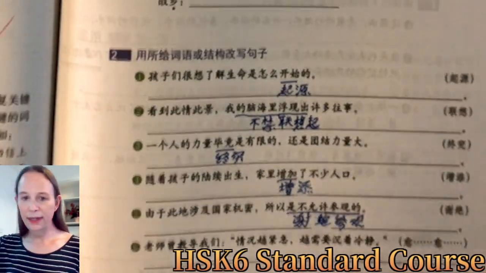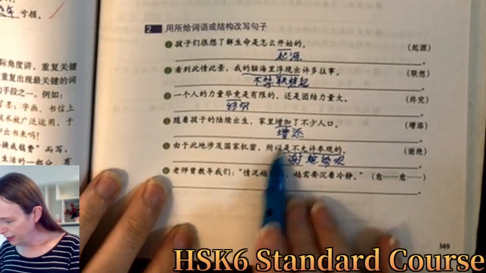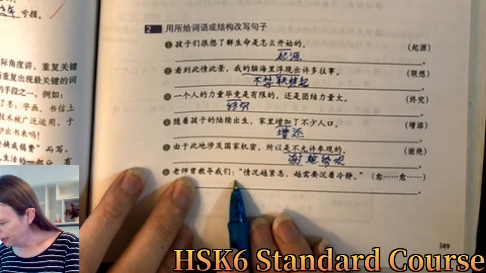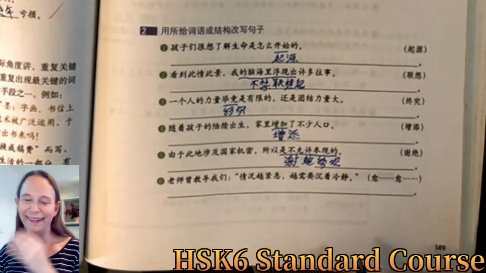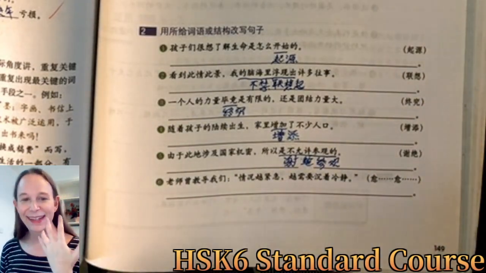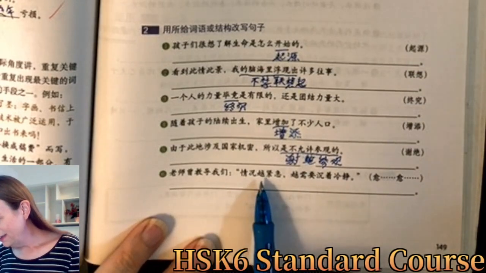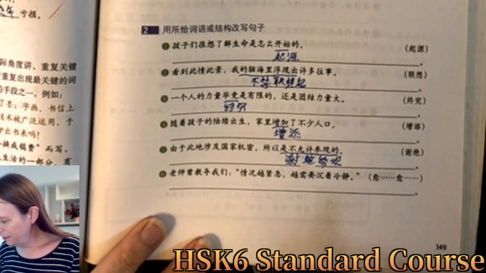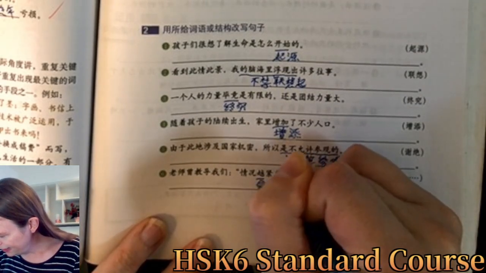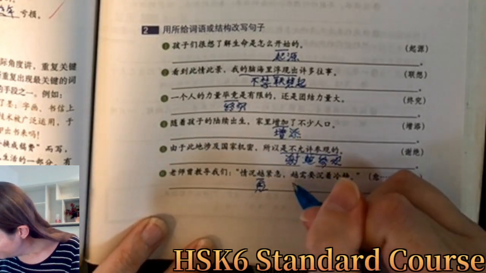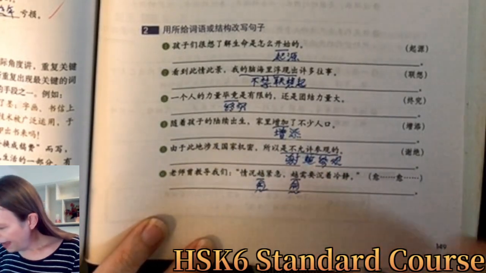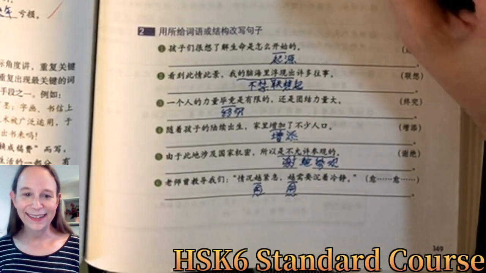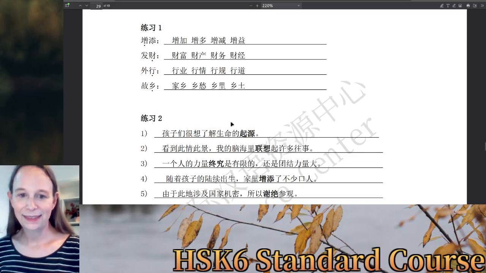Yeah, 谢绝参观. And the last one, 所以谢绝参观. Okay, 老师曾教导我们, 情况越紧急, 越需要诚挚, 冷静. Oh, okay, I just realized what it's actually asking us to do. So it's literally asking us to replace this with 你 and this one with 你, and nothing else. That's it. I'm pretty sure that's exactly the answer. All right.